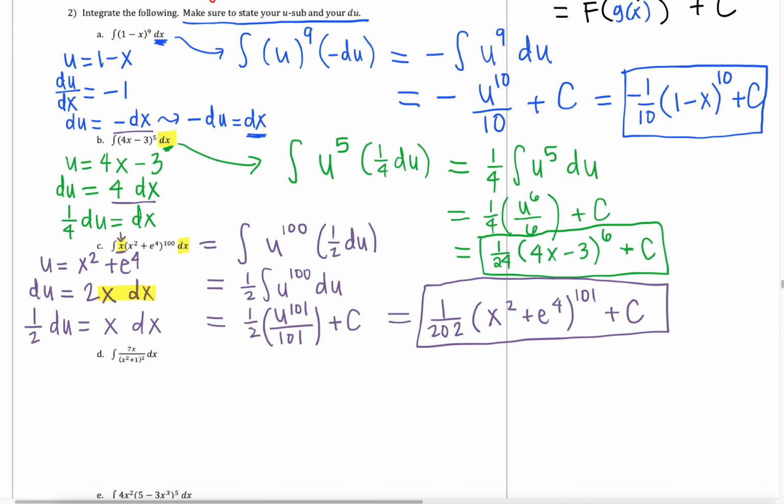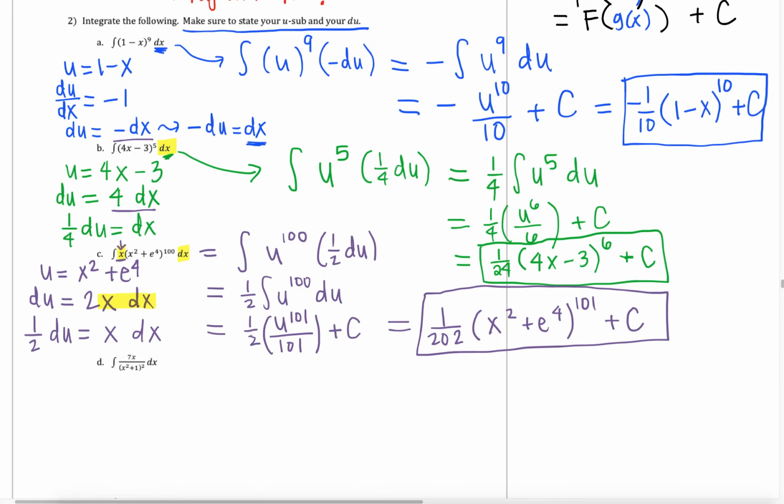Okay, let's look at example D. So here we have the integral of 7x over x squared plus 1 whole quantity squared. Well, this definitely looks different now. We've got a fraction, but we know from algebra that I could rewrite anything as a fraction with a negative exponent. So I'm going to go ahead right away and just rewrite this as 7x times x squared plus 1 to the negative second power dx.